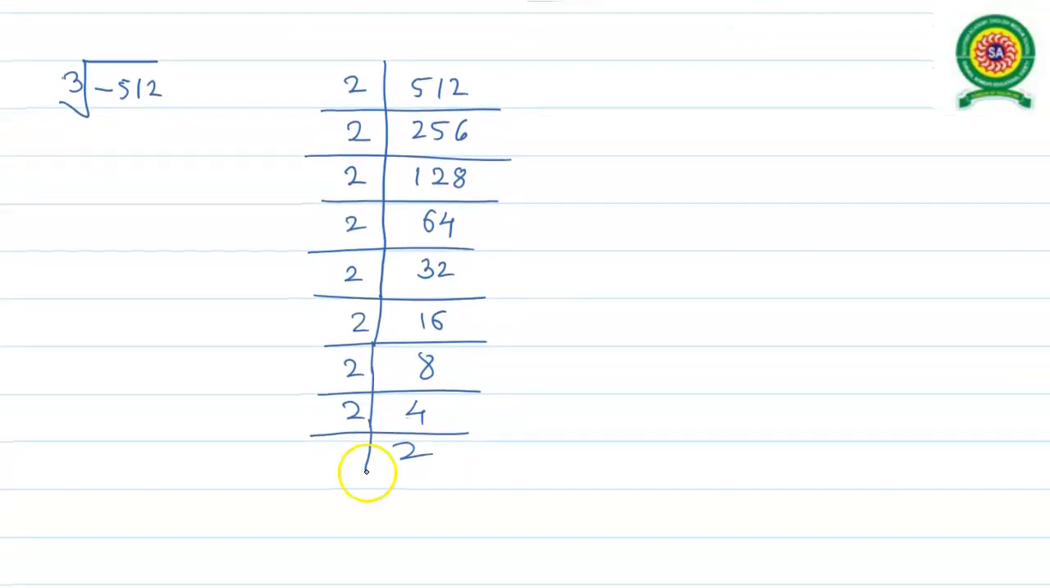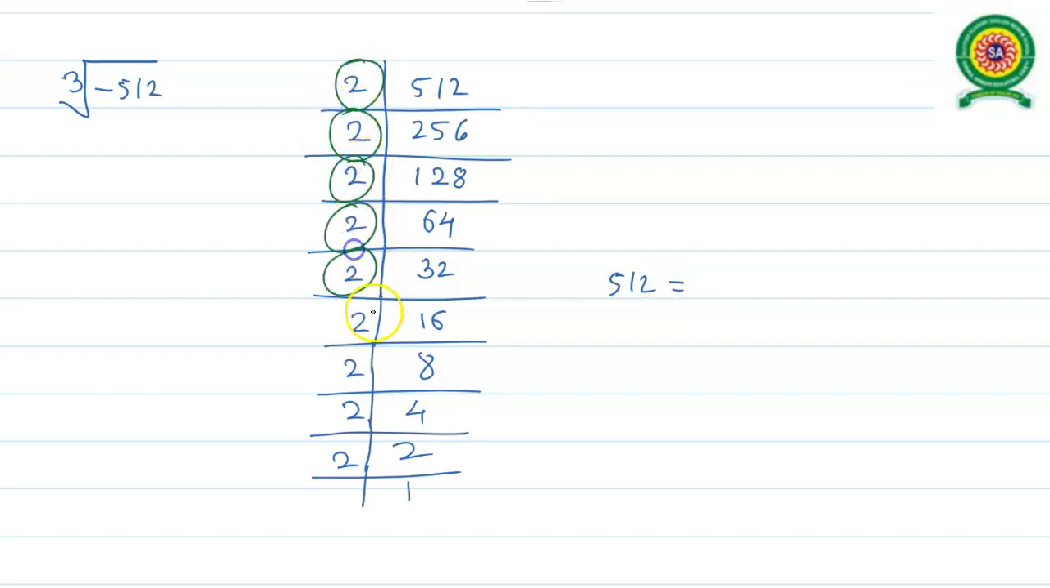And at last we have 2 ones are 2. So 512 equals the multiplication of its primes, which we have to express. So 2 is repeated how many times? 9 times we have. So 512 can be expressed as a multiplication of 2's 9 times.